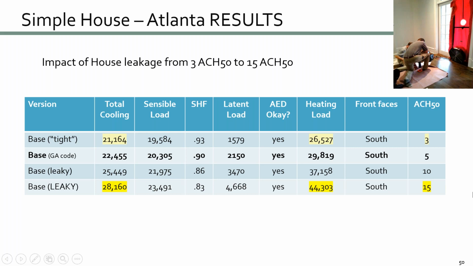So air leakage is a big impact on your load, in particular your heating, but also particularly on your latent load. That's the key thing here. A tight house is a good thing because it helps control the infiltration impact of moisture. So that's the big thing I wanted to show.